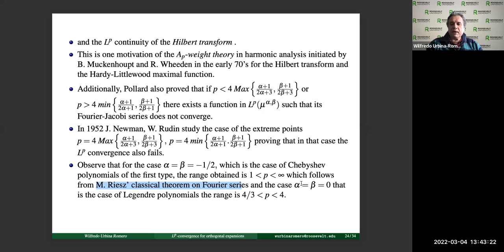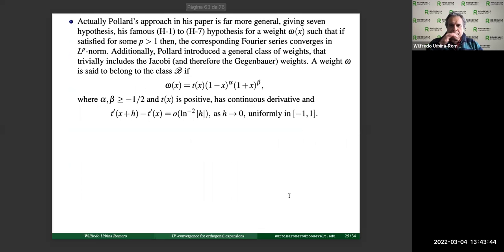And in the case alpha and beta equal to 0, we get the range 4/3, which is the first proof that Pollard obtained in 1946. Okay, actually, the paper of Pollard was not really about that; as I said, he created a general class of weights that are of this form.